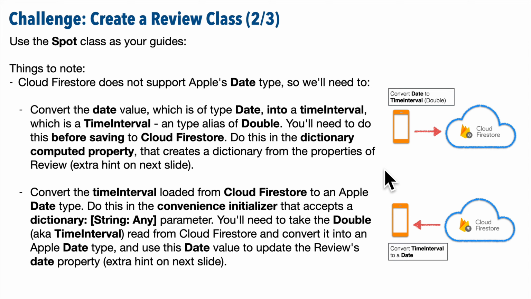Now, when we eventually load data in from Cloud Firestore, it's going to give us back the dictionary, and we need to convert that into a review. That's where we need to take the time interval that we get from the Cloud Firestore dictionary and convert that into a date. We'll do that inside of the convenience initializer that accepts the dictionary, that's the collection of String: Any key-value pairs. So you're going to take the Double, aka the TimeInterval type alias, that we read from Cloud Firestore, and convert that into the Apple Date type. And that converted date is what's going to go into the review's date property.